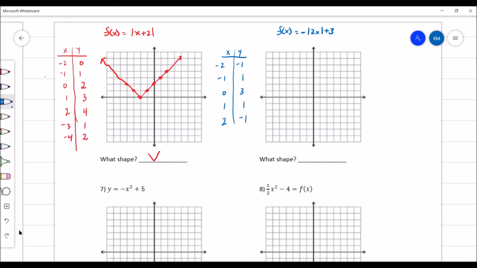Plugging this in, we have (0, 3), (1, 2), (2, 1), (-1, 2), (-2, 1), (-3, 0), (-4, -1). And look at this.